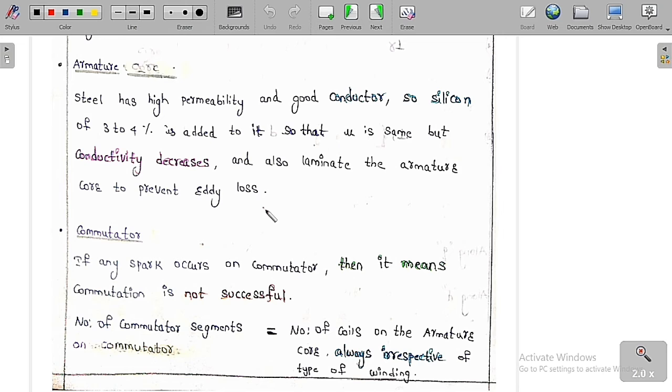So basically we can say that the yoke is not laminated, but the poles are laminated, and the armature core is also laminated. This is a very important point that you always need to keep in mind.